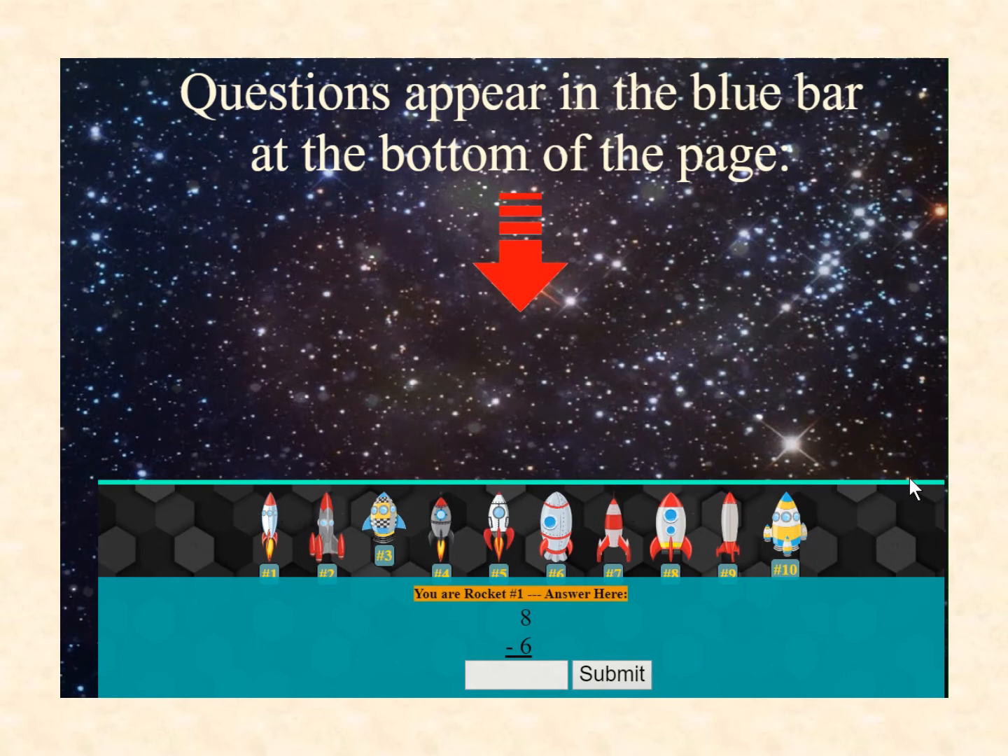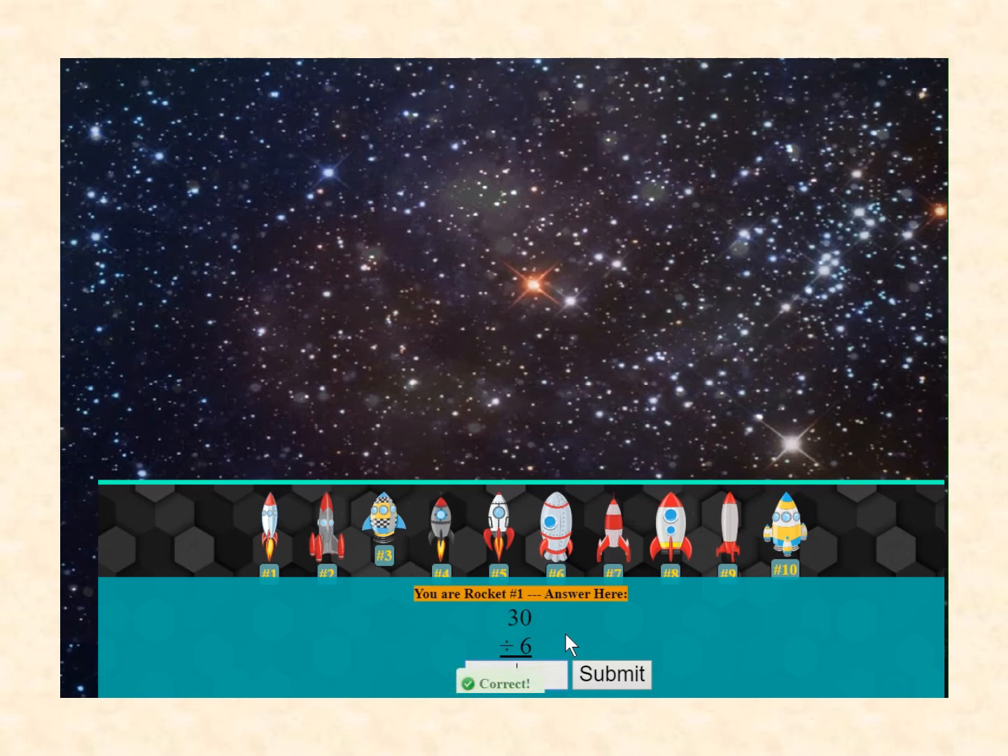So here I am, my rocket is loaded up. I'm going to be rocket number 1, and it is a multiplayer game. So at this point, I'm the only person playing. So I'm going to go down here and make a response. So I'm going to say 2. I'm going to hit submit. I'm correct. Oh, my rocket goes up a little bit.